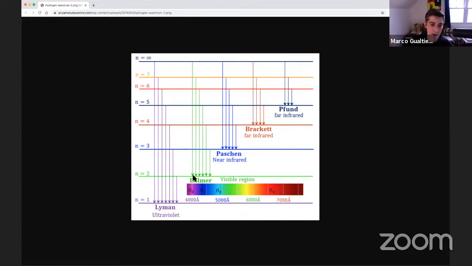And then of course, if it goes down to the second, then we get another infinite sequence. So we have an infinite series of infinite series, an infinite sequence of infinite sequences of possible energy levels, all quantized, for the spectrum of hydrogen. Okay, so that's the first thing.